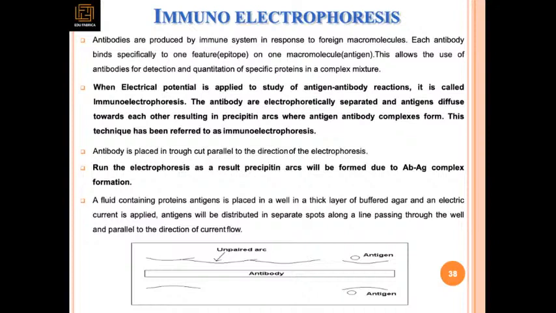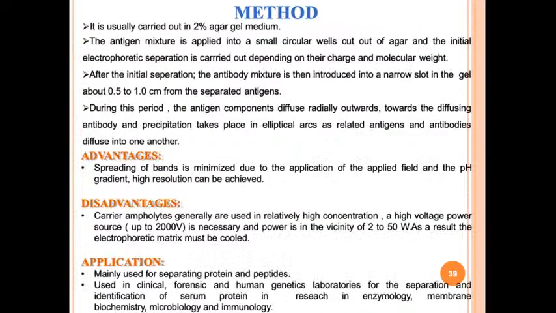The antigens are electrophoretically separated and then diffuse towards the antibody, resulting in precipitant arcs where antigen-antibody complexes form. The antibody is placed in a trough cut parallel to the direction of the electrophoresis. So like this, you have the antibody here and the antigens are coming and getting attached to it. Then we run them. As a result, precipitant arcs will be formed due to antibody-antigen complex formation.